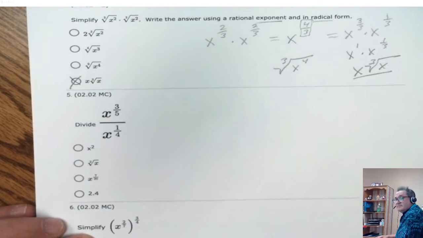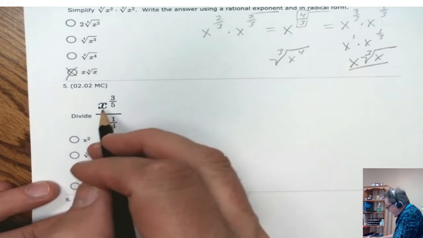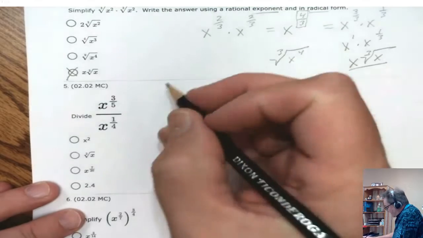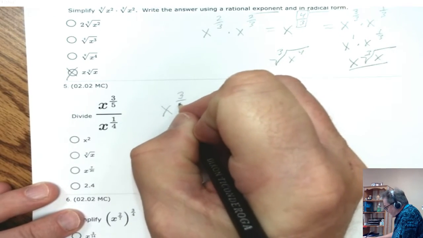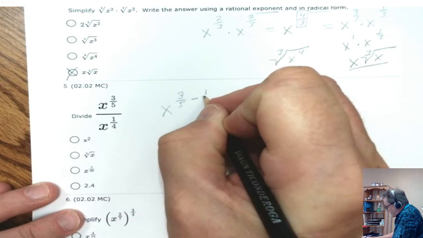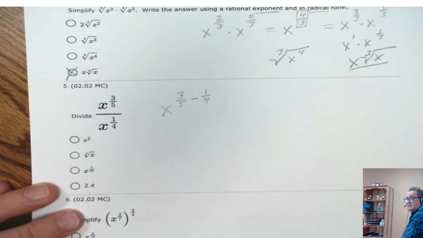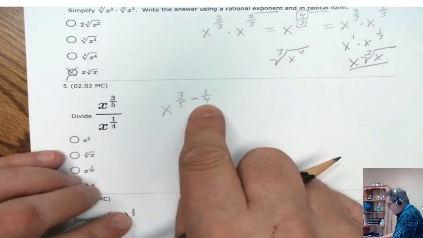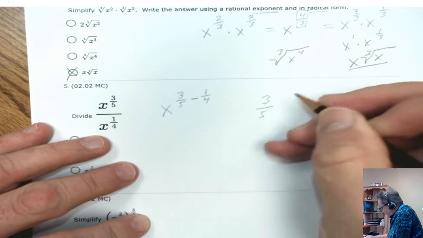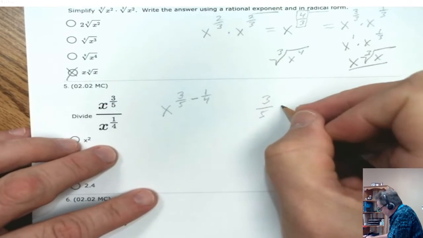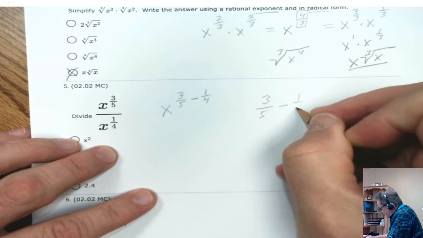All right, let's move down. Divide x to the 3/5 minus x to the 1/4. So we know when dividing, that means we subtract the exponents. That's the same as x to the 3/5 minus 1/4. Well, for fractions, we have to subtract, we have to have the same denominator.